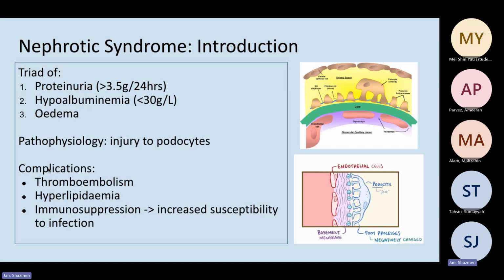Secondly, patients may develop hyperlipidemia. In this case, you have increased LDL or cholesterol as well as triglycerides in the blood. It's been postulated that the reason this might happen is because, as I said, there's reduced protein in the blood vessels, so there's reduced oncotic pressure, and the liver responds to this by increasing its synthesis of triglycerides and other lipids. It may also be due to defective breakdown of lipids as well.